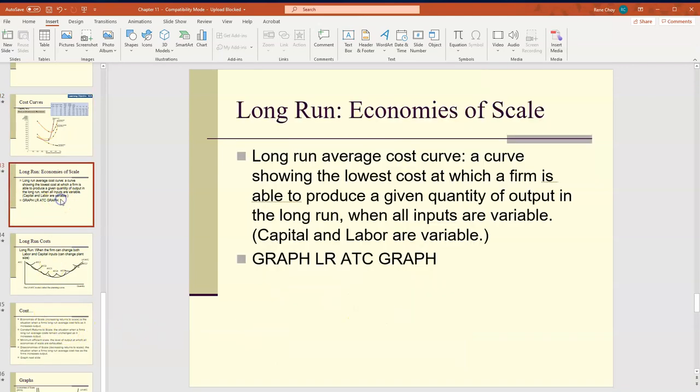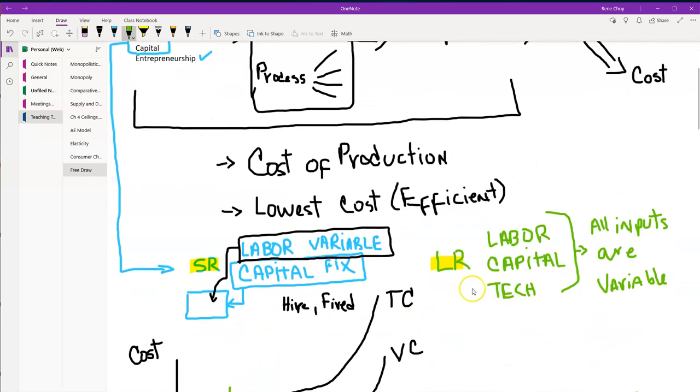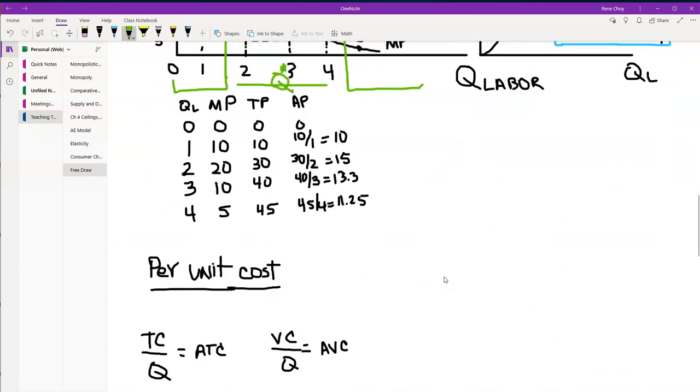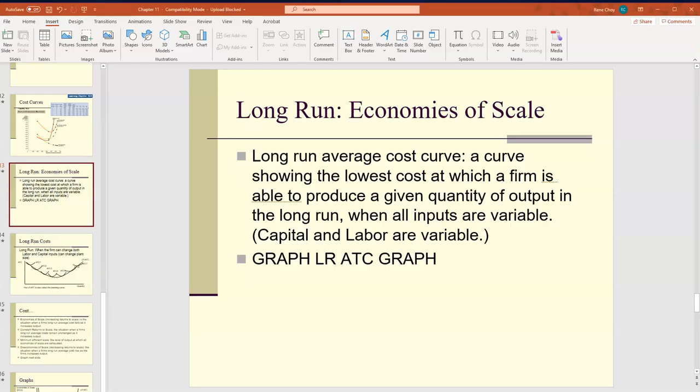All right, let's talk about the long run. Again, in case you forgot, because I know we've been talking for about 15 minutes now, the long run is the time period where all inputs to the production process are variable. So the long run is a time period where labor, capital, and technology, all the inputs to the production process, are variable. That basically means that in the long run, you can go ahead and get a new factory, change your production process, etc., etc.